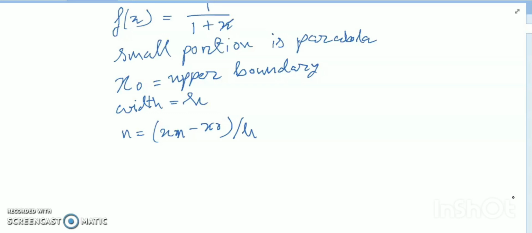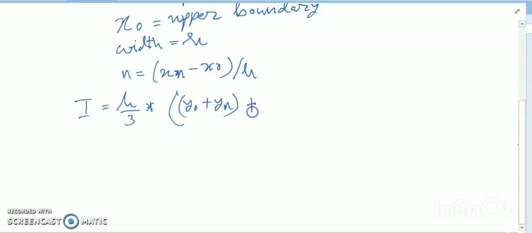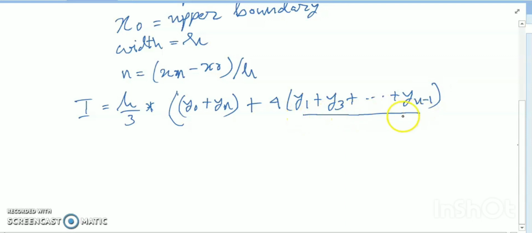After the calculation of the values of y, the program uses the following formula to calculate the value of the integral in a loop. The formula is I equals h by 3 star, y0 plus yn, plus 4 into (y1 plus y3 plus up to yn minus 1), because these are the odd terms.